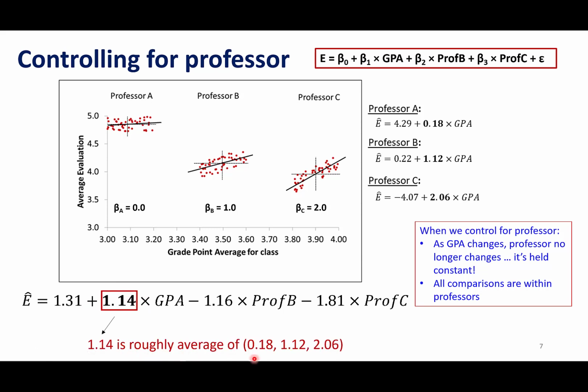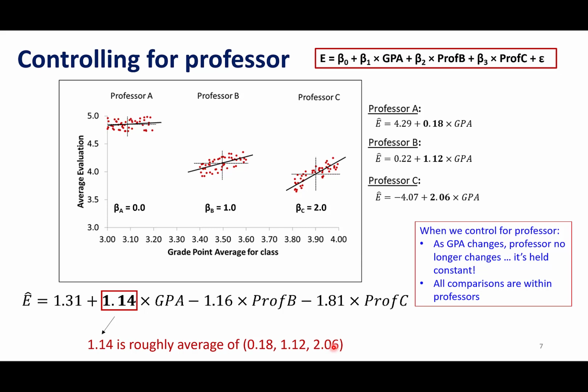Okay, where does this 1.14 come from? Well, it's roughly the average of our three coefficients here. Now the average actually comes out to 1.12. It's going to be slightly more weighted to Professor C. So it's actually a weighted average of these three. The weight will be based on the number of observations, which is the same for the three professors, and the variance in the GPA. And because of that big gap there, the variance is actually going to be slightly higher for Professor C, and that's why the 2.06 is getting a little higher weight, and this will be a little above the real average of 1.12 for the three coefficients.